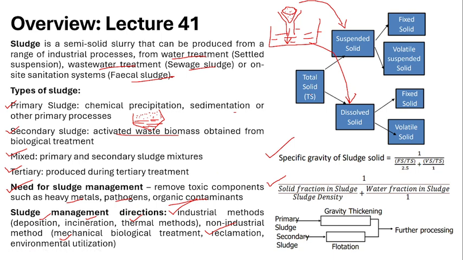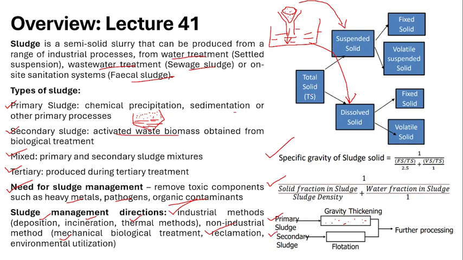In the case of industrial method, absolutely they are having higher amount of toxic component. To eliminate it, we are mainly incinerating it or using the thermal methods like heating to eliminate these toxic components. And this figure is talking about the method to be adapted based upon the type of the sludge. So if it is a primary sludge, then it will be having a lot of solid particles in it, and we can remove it by using gravity thickening. Okay, to reduce the amount of water, we can use gravity thickening.